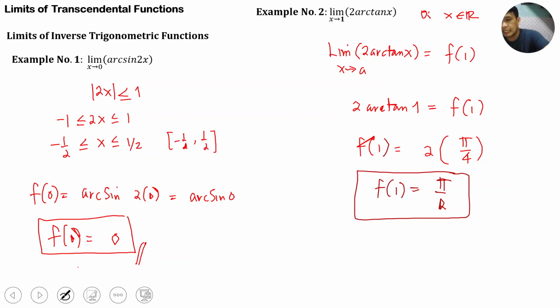So ayusin lang natin saglit. Okay. So we have pi over 2 as our answer. So bakit pi over 4 ito? Kasi ang tangent ng pi over 4 is equal to 1. So therefore, inverse tangent of 1 is pi over 4. So multiplying this cancels out, giving us pi over 2.